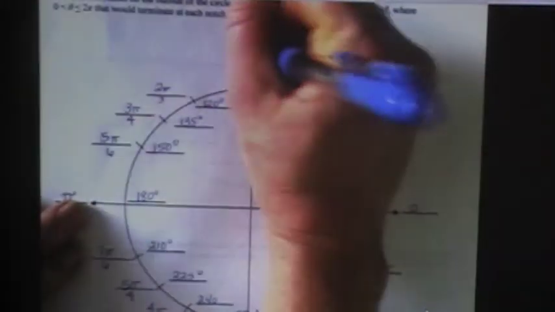And then the only thing I haven't put on yet are the half pi's. Remember, all the way to 180 is pi. So if you just go halfway, that's pi over 2, or half pi. And then down here is 1.5 pi, or 3 pi over 2.